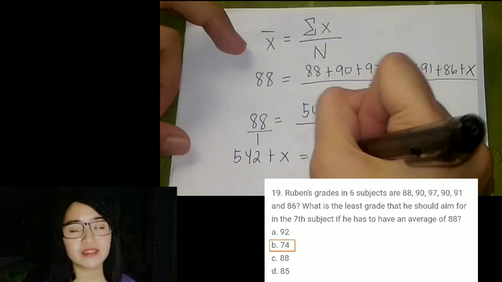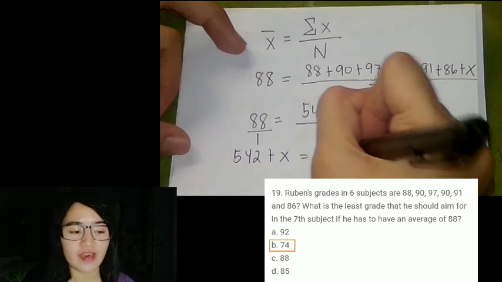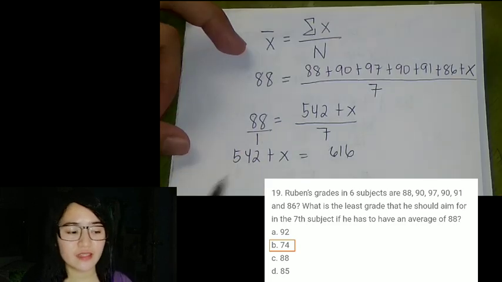Ay, di ba kapag nga nag-times ka ng any term sa 1, ang sagot niya is yung sarili niya lang din. Kaya ang mangyayari doon sa kabilang side is 542 plus x pa rin siya. And then, yung 88, ita-times naman natin doon sa denominator na 7. So, ang sagot is 616.